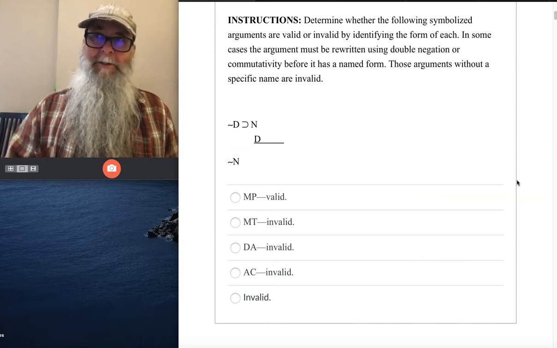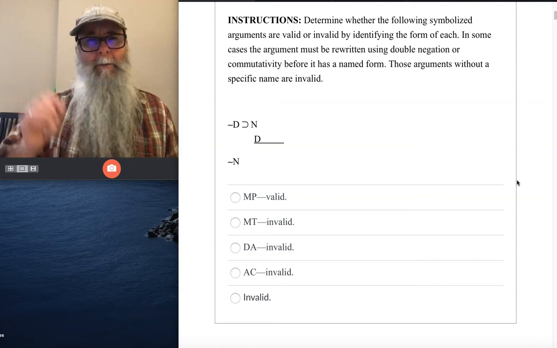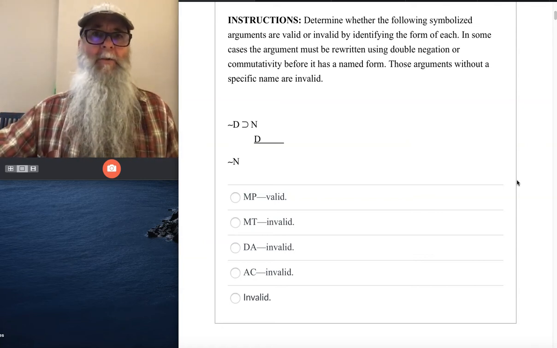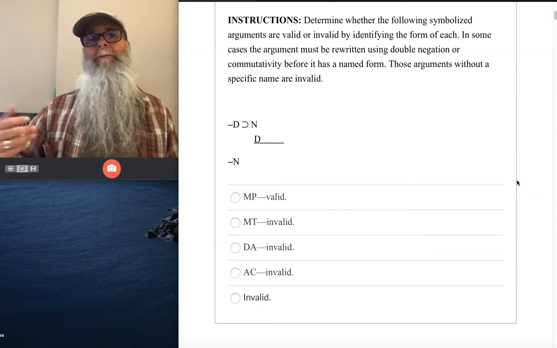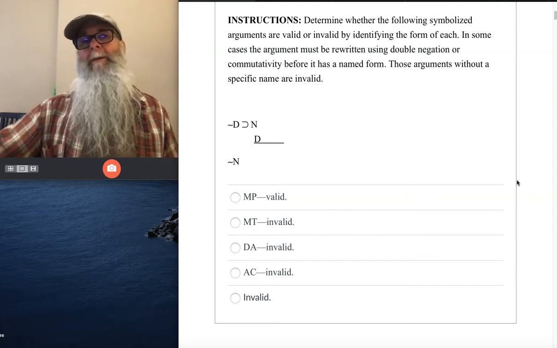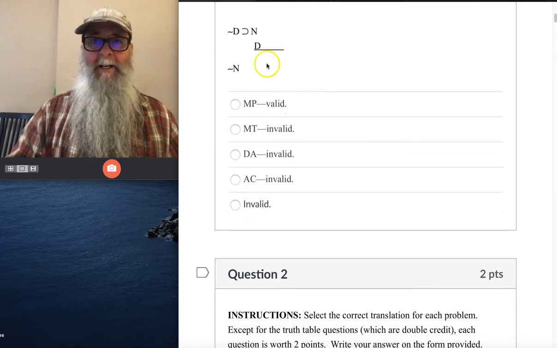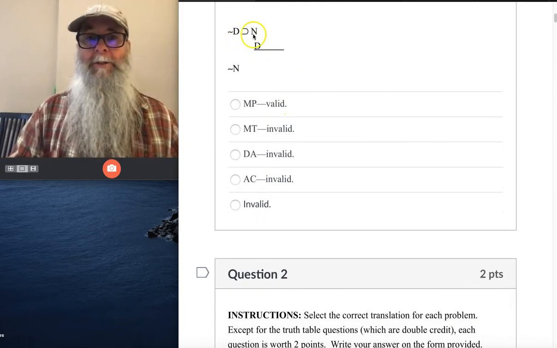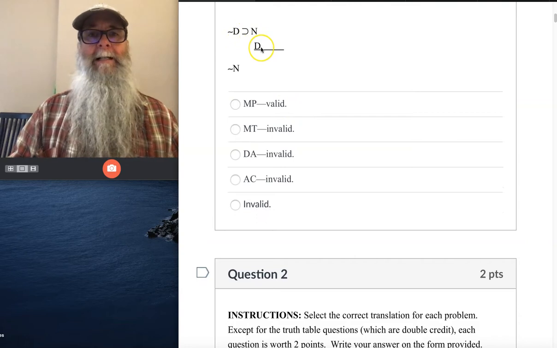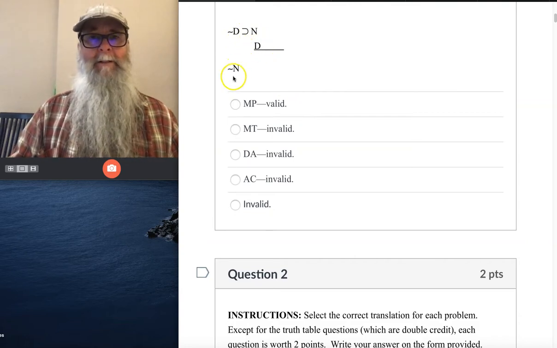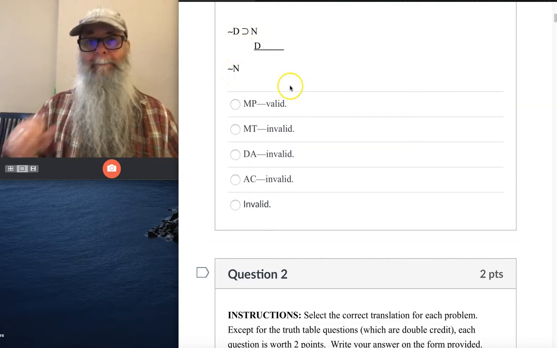But what I would encourage you to do is to look to see what's actually going on in the argument. What's it doing? And if you can figure that out, that might be the better way to come to the form. So let me give you an example of what I'm talking about here. So here you have an argument. Tilde D horseshoe N is the first premise. D is the second premise, leading to the conclusion of tilde N.